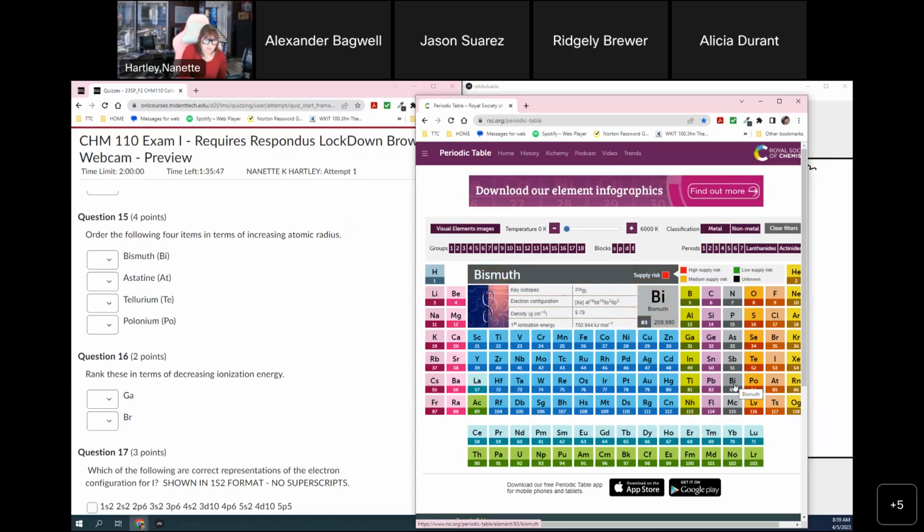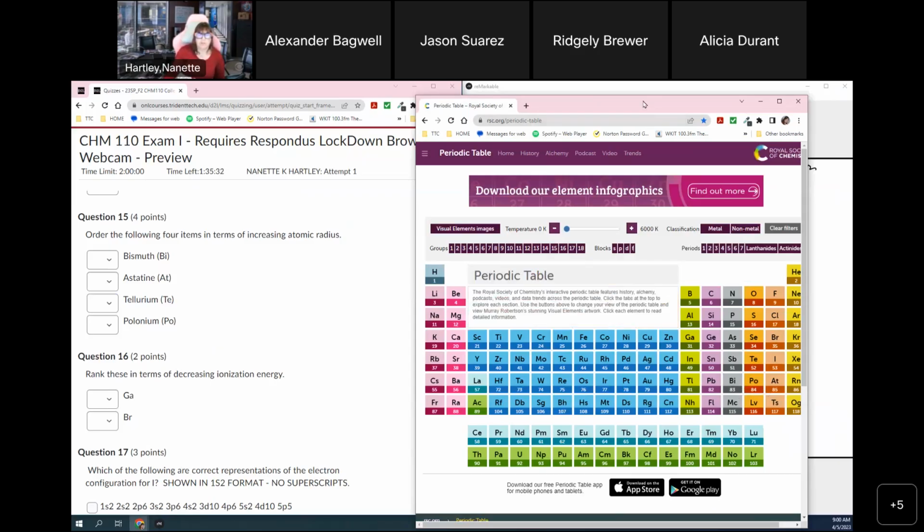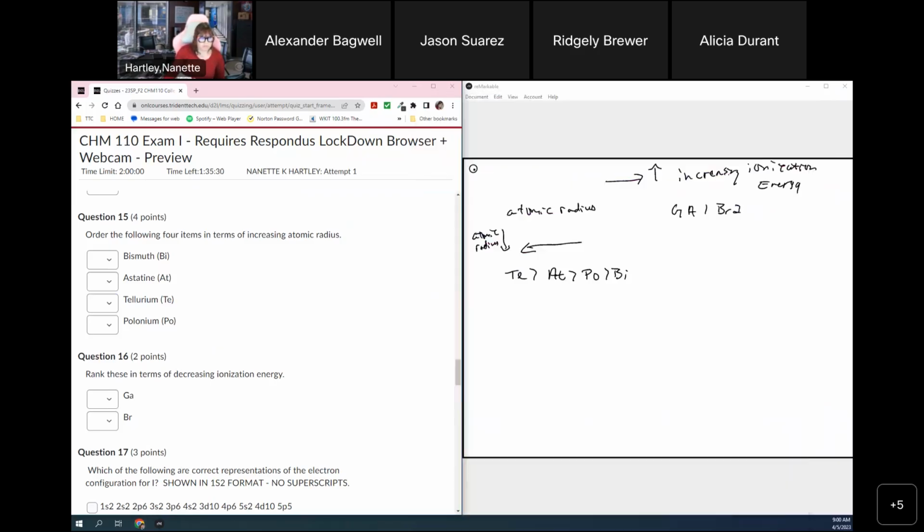Look at increasing atomic radius. So astatine is smaller than polonium, smaller than bismuth. But I also know that Te is above that, so Te is going to be the one at that. It's the smallest. Okay, so that's how we do that.